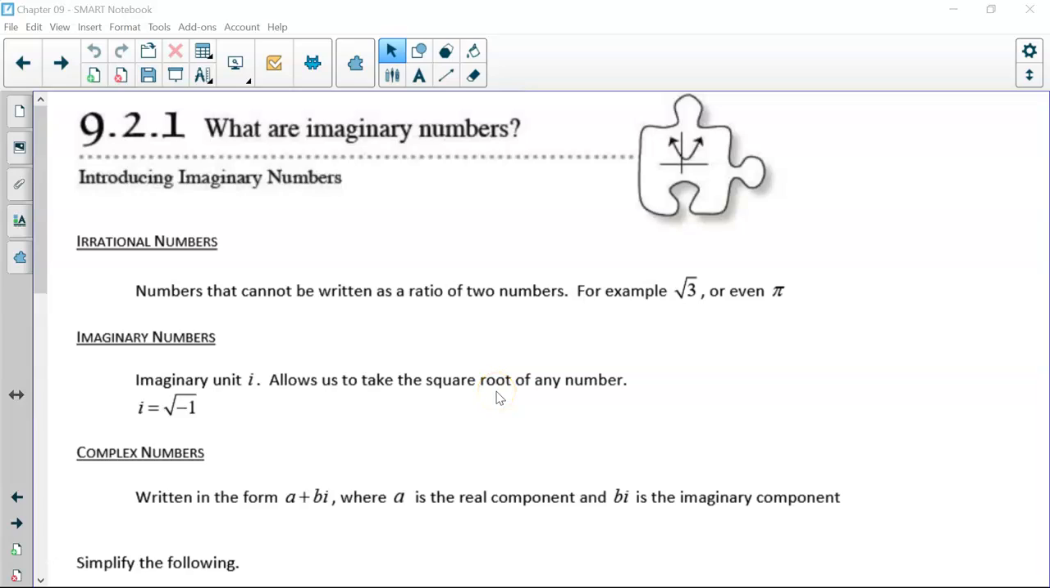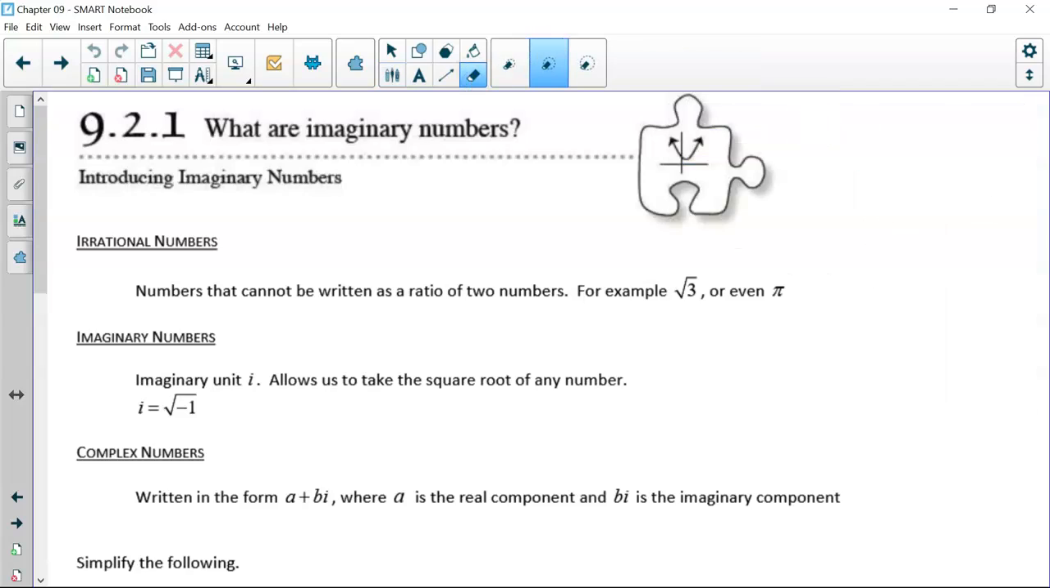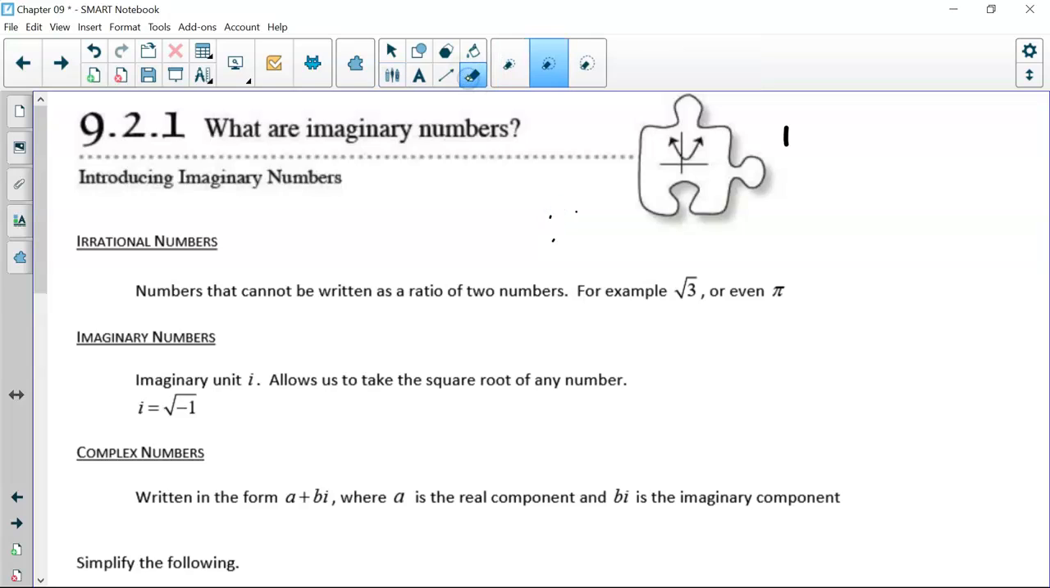Welcome to section 921. We're going to be talking about imaginary numbers today. Now, we have two main number systems. We have the real, which is all the numbers we've been talking about up to this point, and we have the imaginary. So our real numbers and the imaginary. Now, the imaginary unit lets us take the square root of a negative number. So the imaginary unit is the square root of -1, which is i. And that's what it's there for.